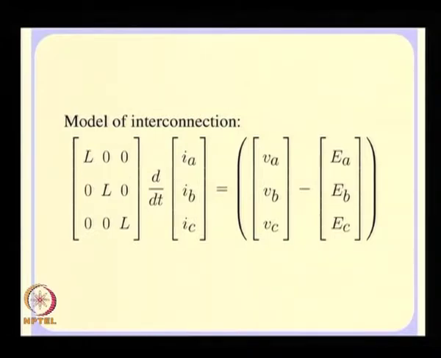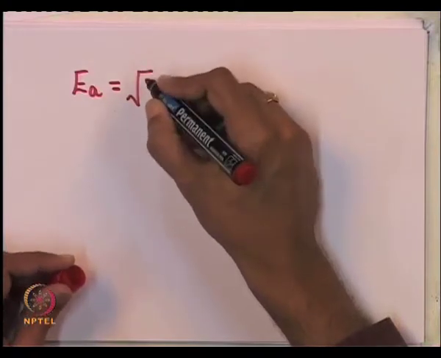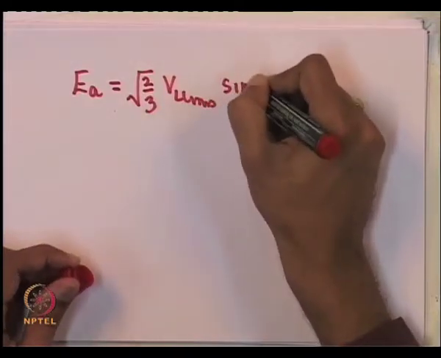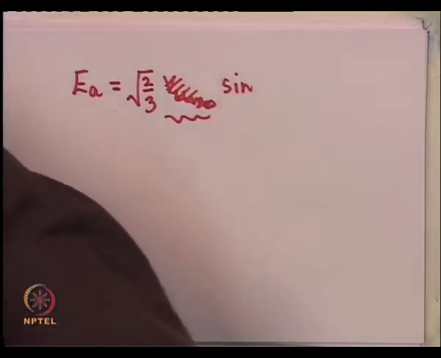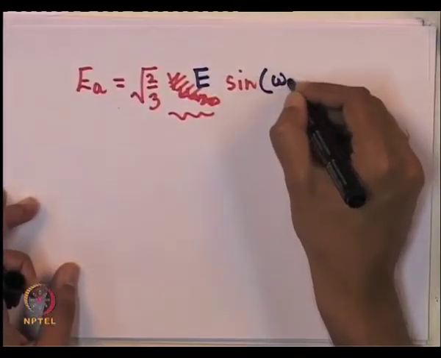Okay. So, remember that EA, EB, EC actually represent the phase to neutral voltages of the infinite bus and the synchronous generator. For simplicity, we will assume EA, the phase to neutral voltage of the infinite bus, is nothing but root 2 by 3 times the line to line RMS voltage, which I should call E. Yeah, that would be notationally easier to remember. This is E sin omega 0 t.